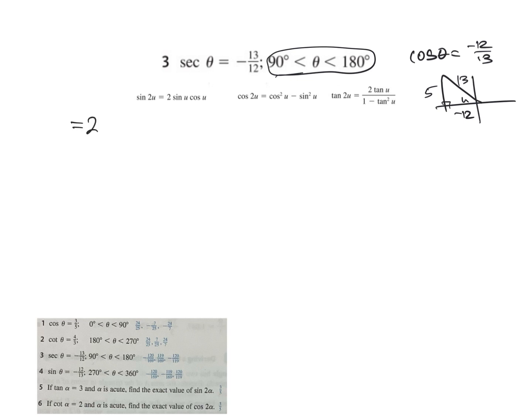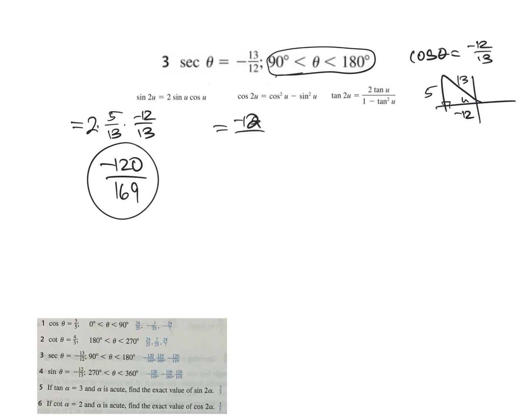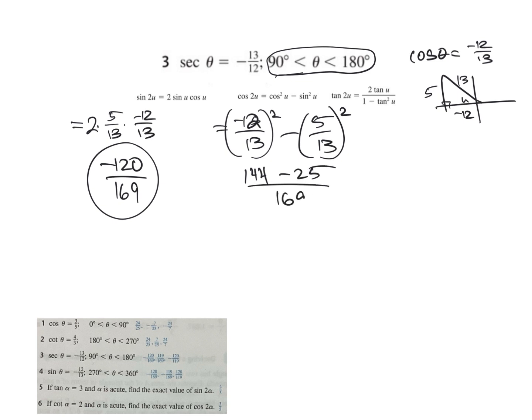Sine of 2u is 2 times the sine of u. Sine of u is 5/13. Cosine is negative 12/13. So we have 2 times 5 is 10, 10 times negative 12 is negative 120, and 13 times 13 is 169. And then cosine of 2u is cosine squared, which is negative 12/13 squared, minus the sine squared, 5/13 squared. So 144 minus 25, all over 169.